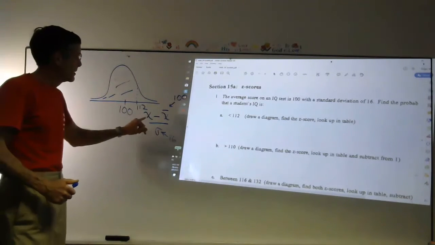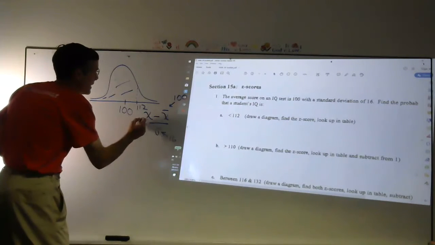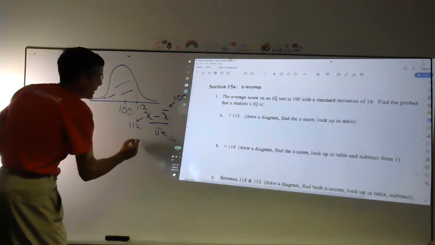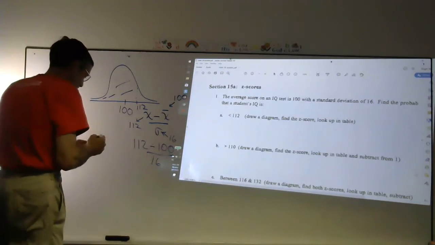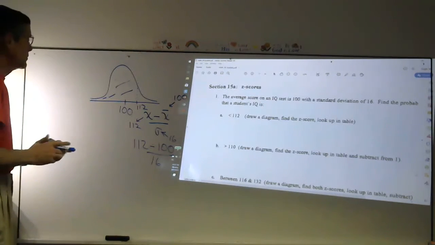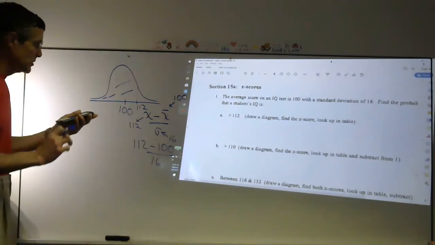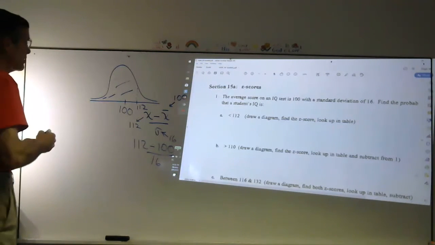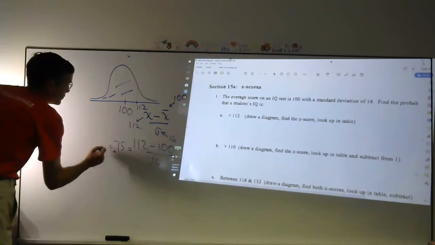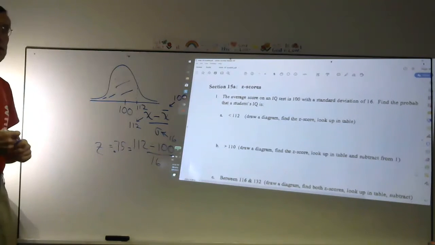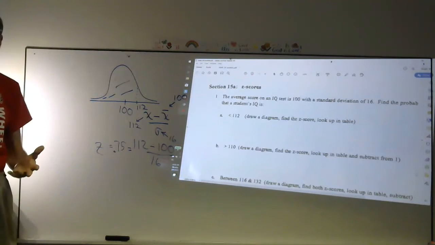So here's what we're going to do. We want to be less than 112, so the data item is 112. So we have 112 minus 100 all over 16. Do the math: 112 minus 100 is, of course, 12, divided by 16, which I can do in my head, is 0.75. This is called a z-score. It's a positive 0.75.